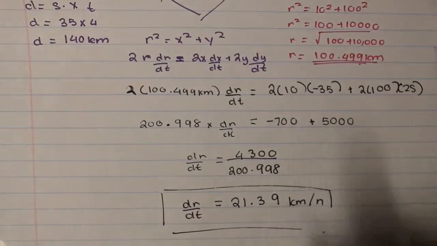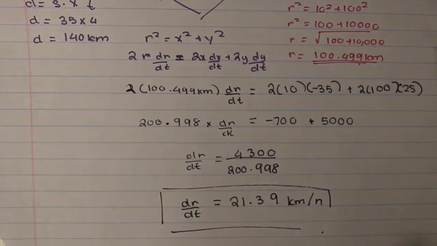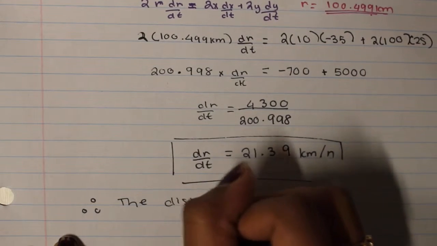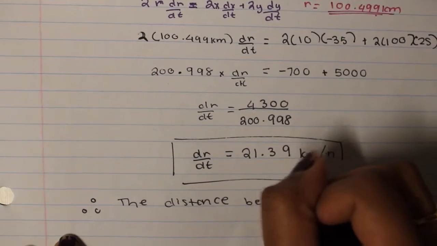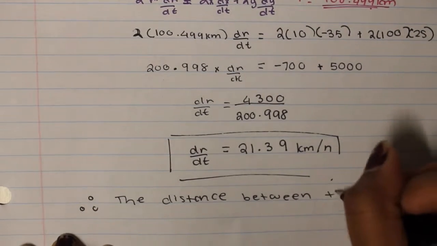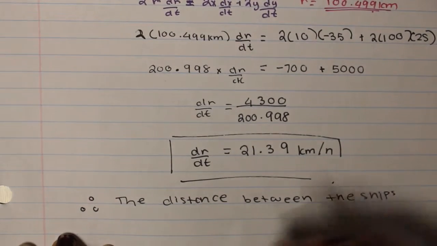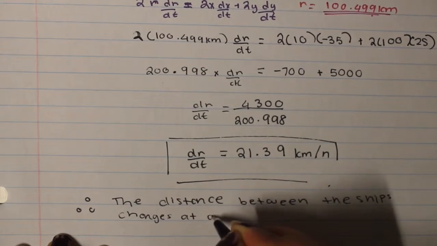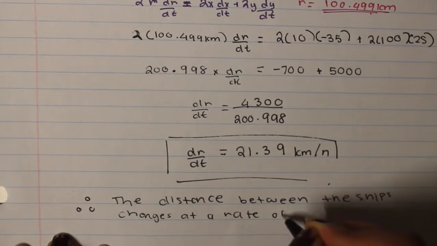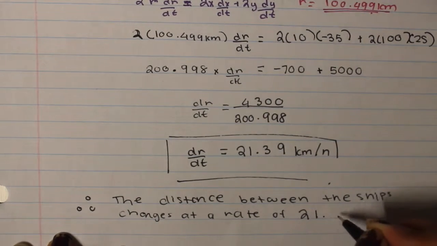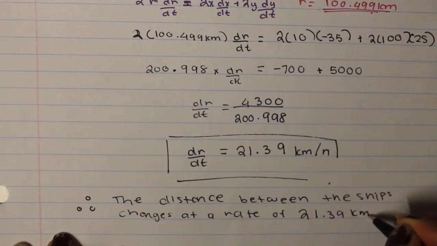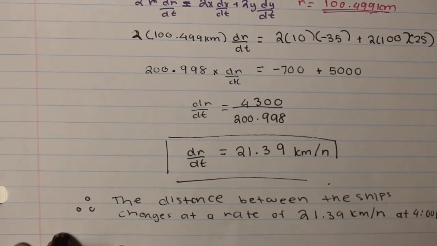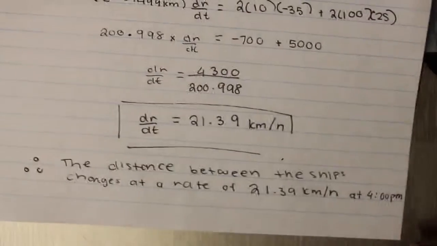Yay. So let me just write a concluding statement. Therefore, the distance between the ships changes at a rate of 21.39 kilometers per hour at 4 p.m. And that is the final answer.